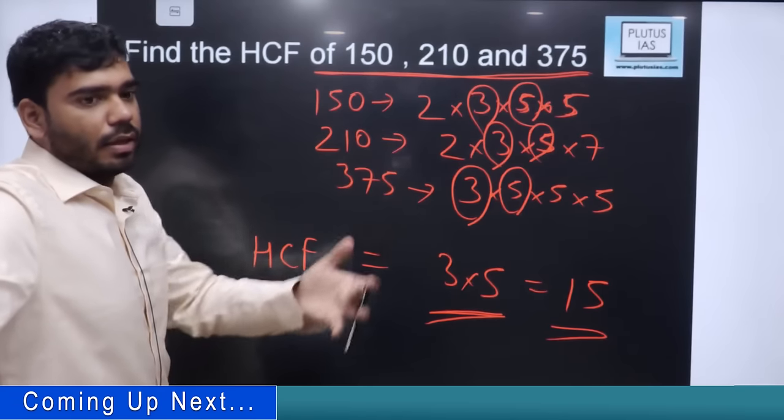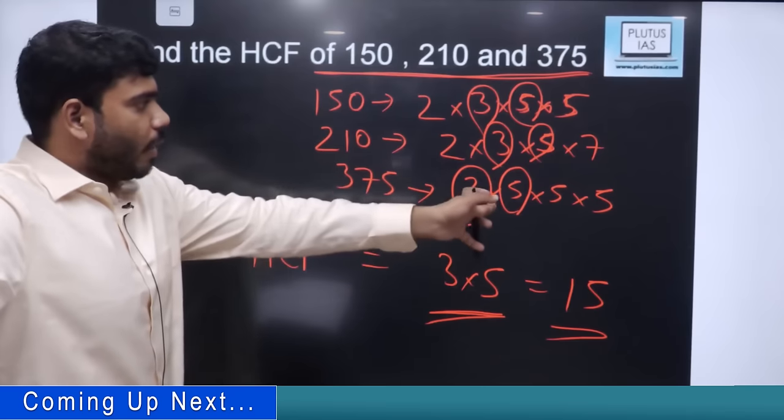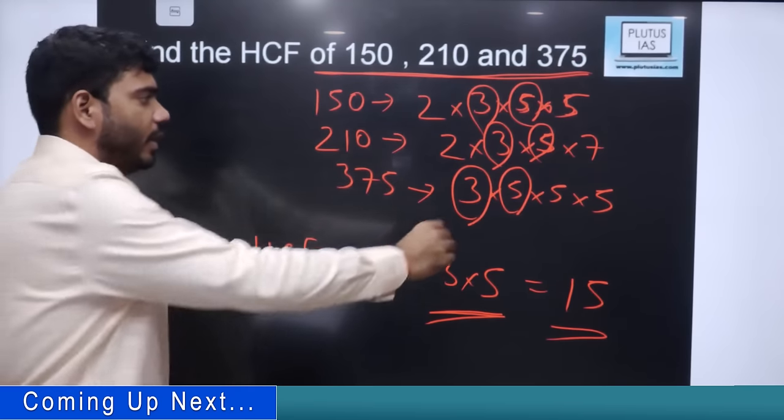Prime factorization is breaking the factors into prime numbers. So this is the most simplified form. We cannot break 3 even further because 3 itself is a prime number.